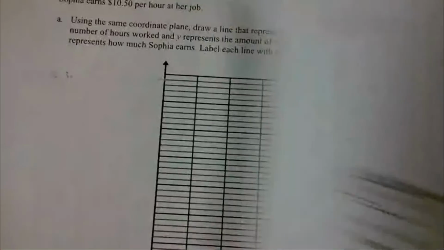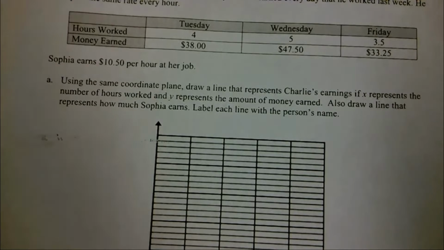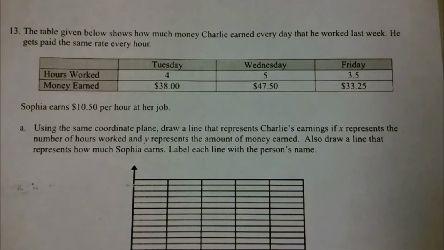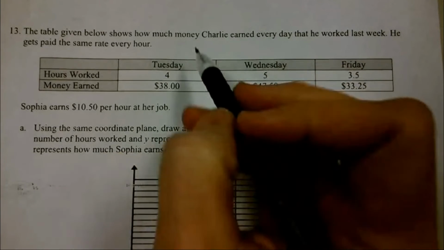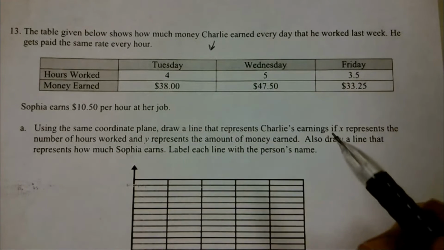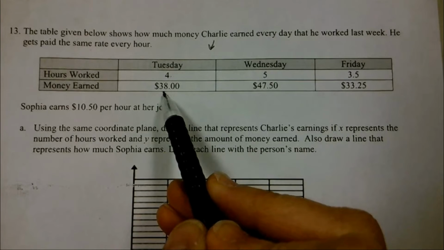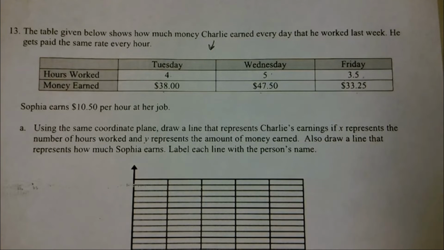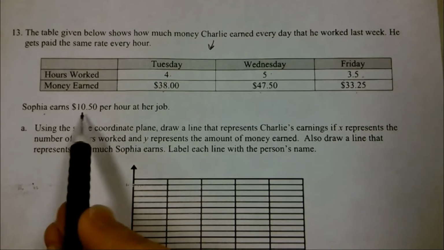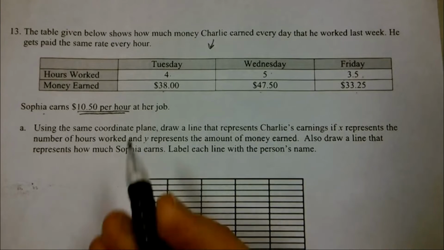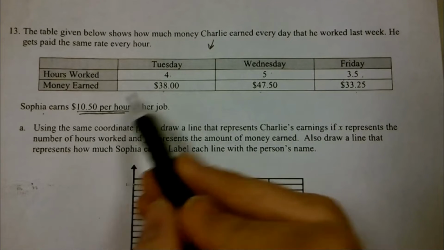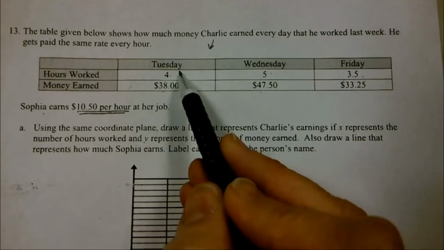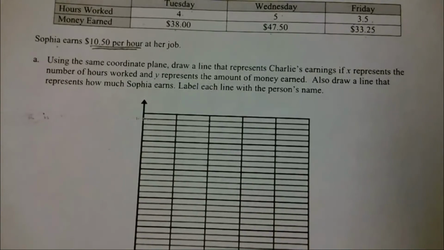On to page 27. Now we're going to talk about Charlie and Sophia. The first thing I want to point out is that this is the table that represents Charlie. Charlie worked 4 hours, he got paid $38. 5 hours is $47. Friday, he worked 3.5 and he got paid $33.25. Sophia, on the other hand, they give you her unit rate. So there's a difference here. It's hard to compare because we don't know Charlie's unit rate quite yet, but do we really need to figure that out in order to do what they're asking us to do?